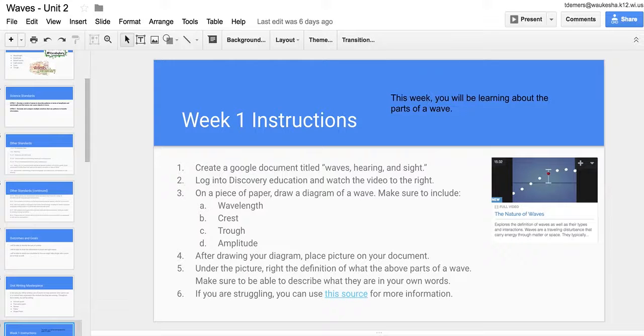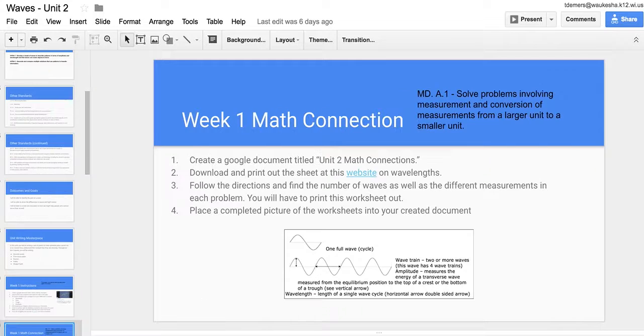Make sure as you answer the questions or give the definitions that you're very specific with what they are, but also explain it in your own words. That's your way of showing me that you understand what the words mean.